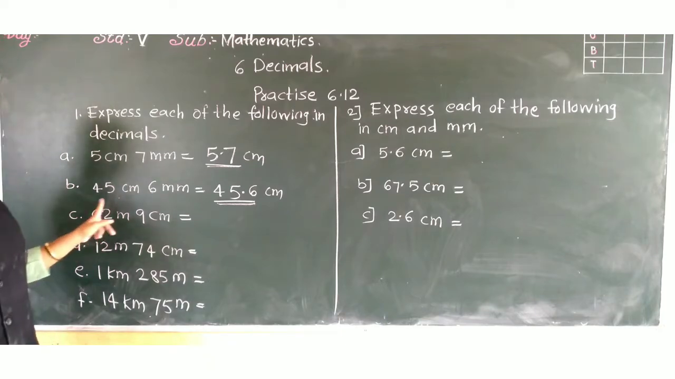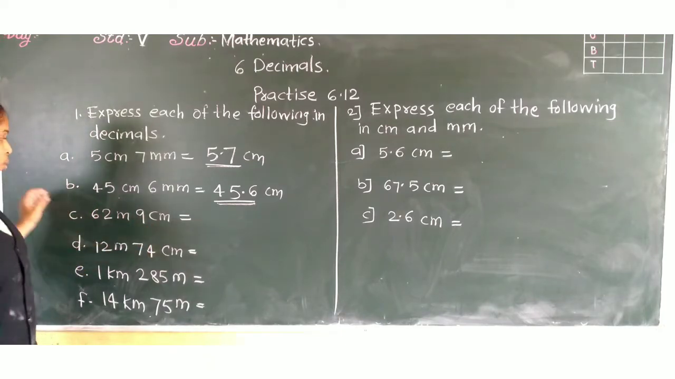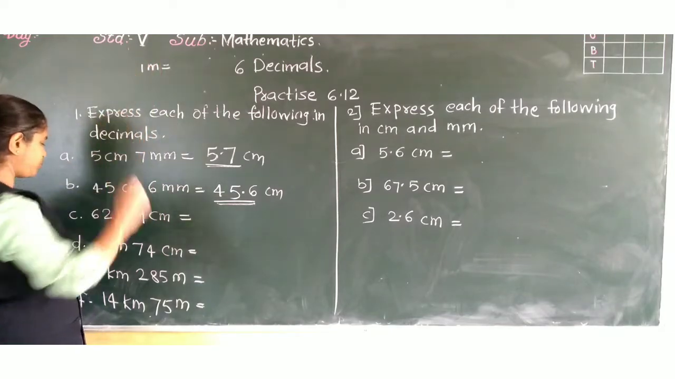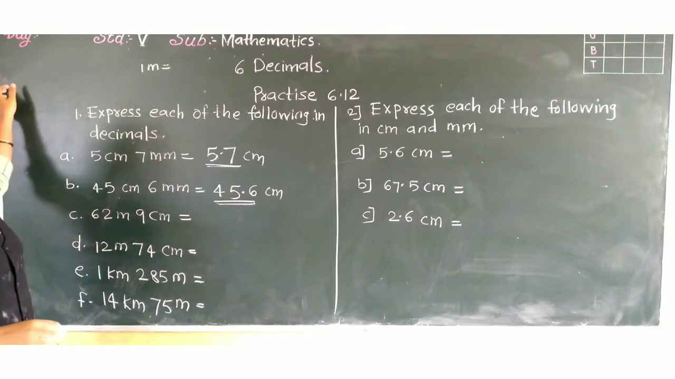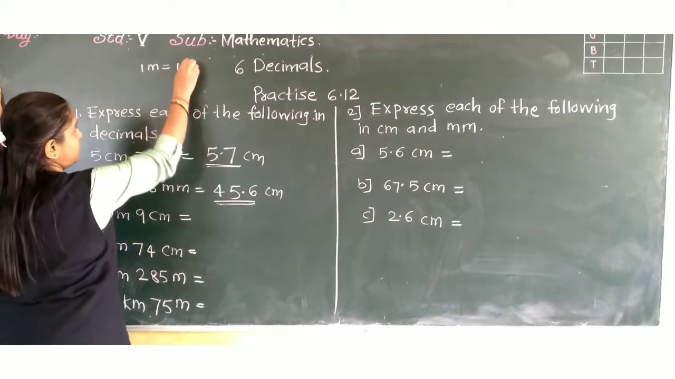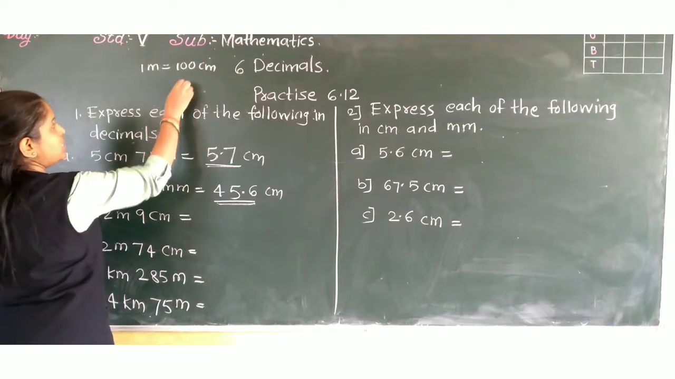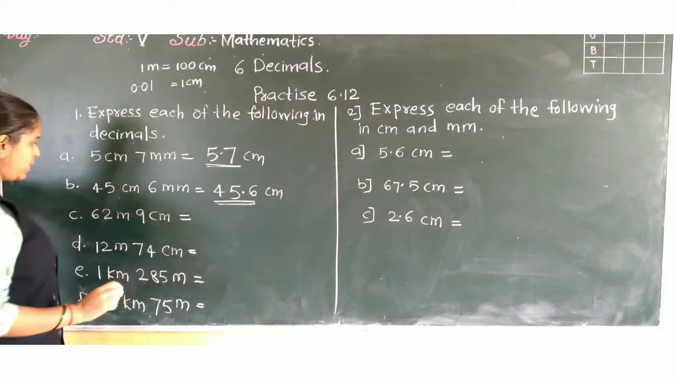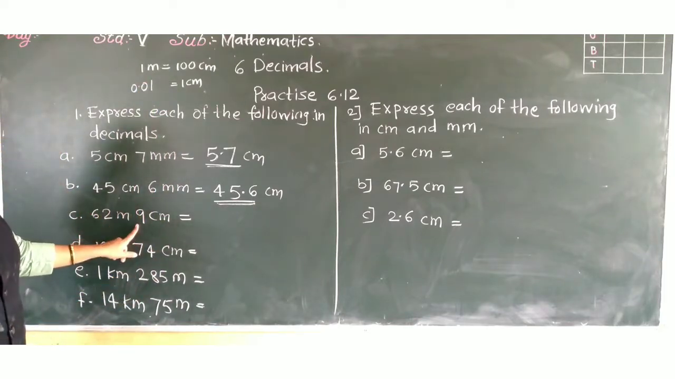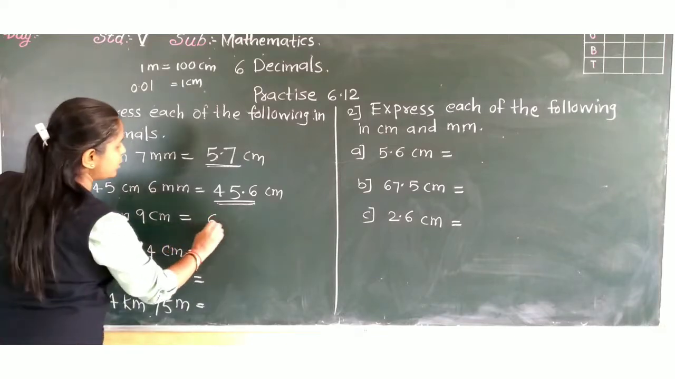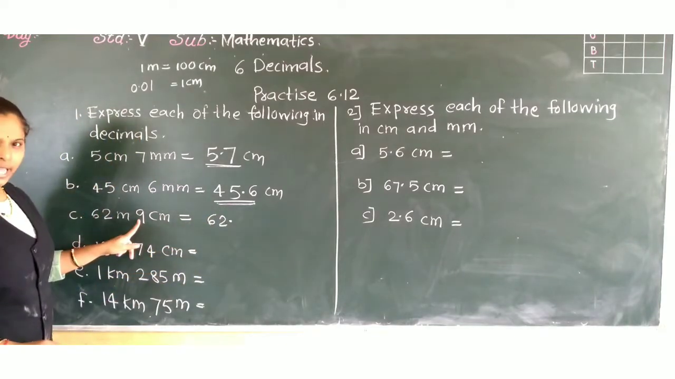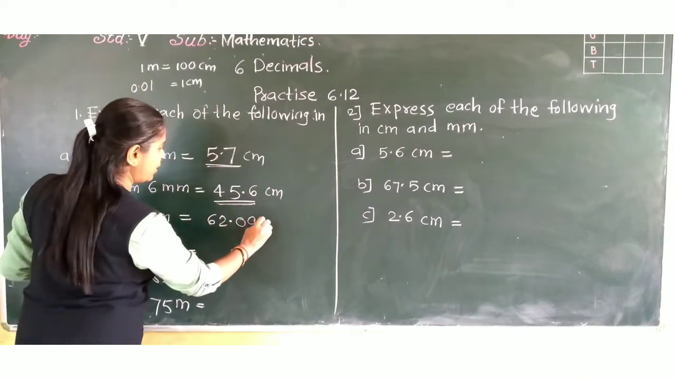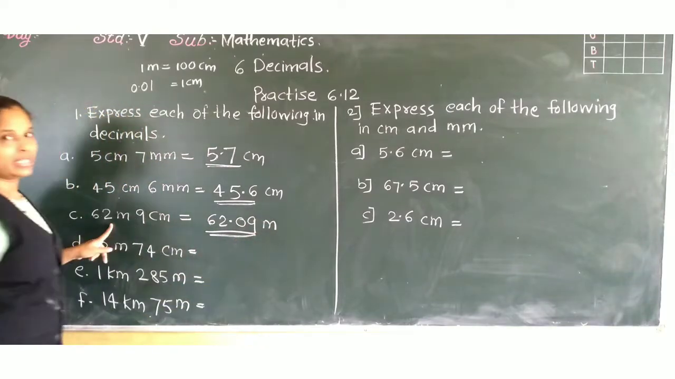Now 62 meter and 9 centimeter. So, see here students, in 1 meter how many centimeters are there? 100, correct? So 1 centimeter is equal to how many meter? 0.01. Correct? And here see 62 meter and 9 centimeter. So how to write it? 62 point. Should I write only 9? No. 0.09 meter. Followed? In this way.